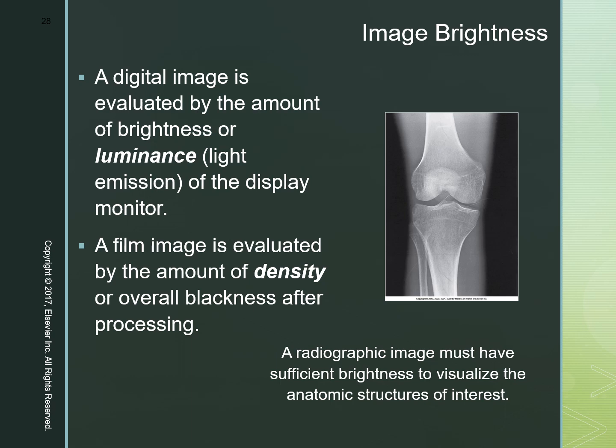A film image is evaluated on density. So with an old school film image, we would only refer to density. With our DR, CR systems, anything computerized, we're referring to it more as brightness. But we almost have to discuss density just to describe how we're getting to those specific brightnesses.